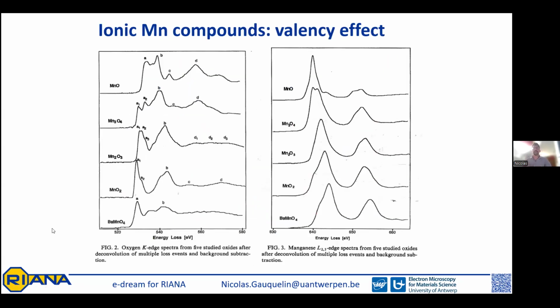That EELS fine structure can give us a lot of information, like valence. Here you see, for example, different manganese compounds, manganese oxides, going from manganese 4+, manganese 2+ to manganese 4+. And you see that the shape of the oxygen K edge and the shape of the manganese L edge is very different and can give us a very nice signature of the different valence states of our manganese.